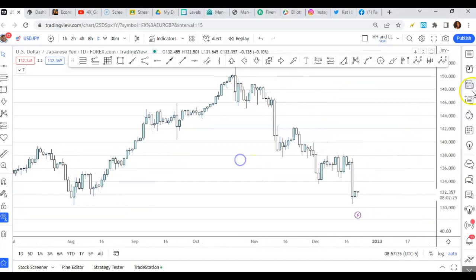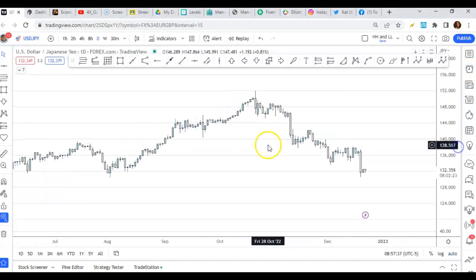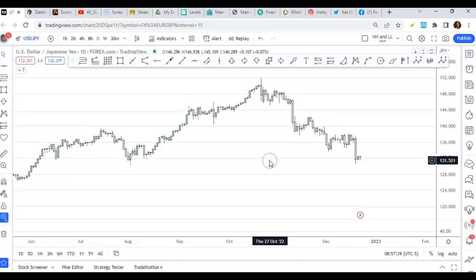Hello, beautiful people. Today we're going to look at UJ on the charts, and I want to show you how to trade the violation of the head and shoulder pattern, right shoulder. So let's go ahead and get started.